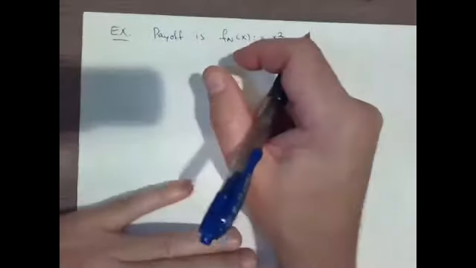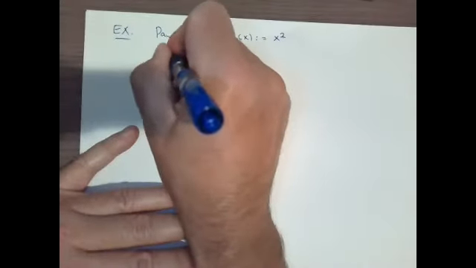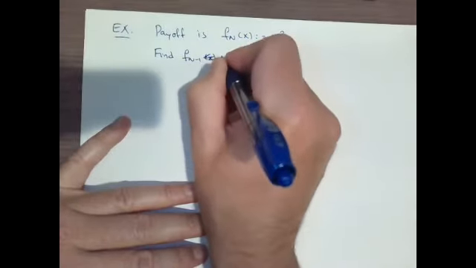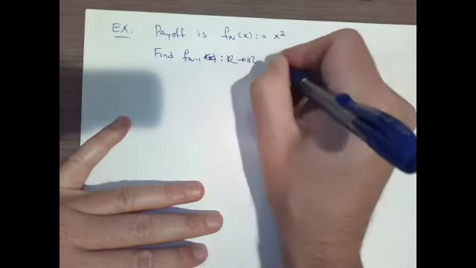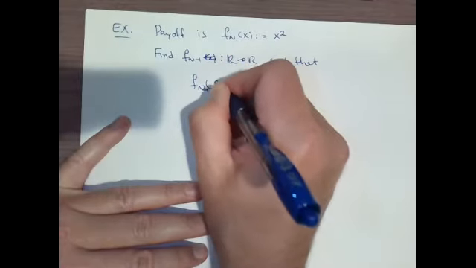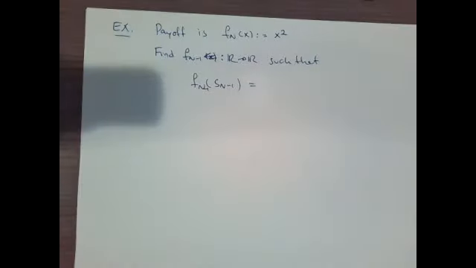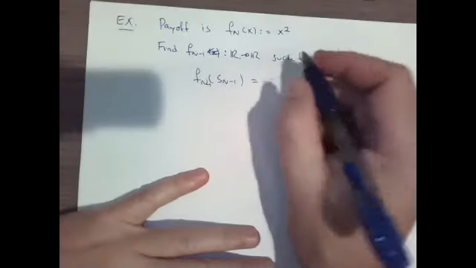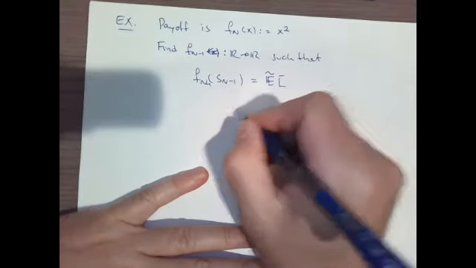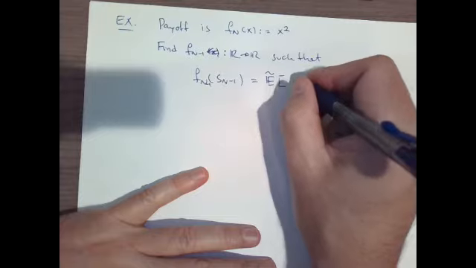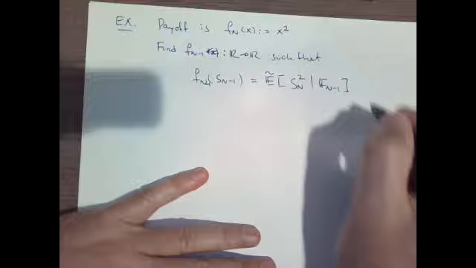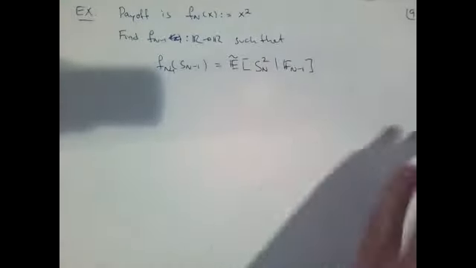And so our goal is to find Fn minus 1 of x. So this is a function, right? So you should find this function such that if I plug in the stock price at that earlier time, I would get exactly the conditional expectation under this risk-neutral measure of Sn squared given Fn minus 1. Right, so we're redoing what we just did, but in a more specific example.